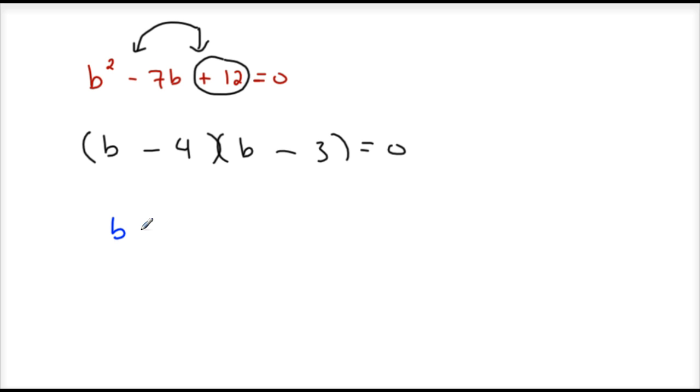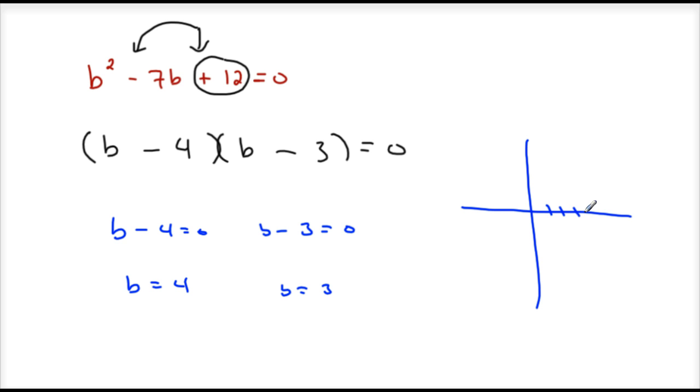Solve these both. b minus 4 equals 0. b minus 3 equals 0. Solve these. b equals 4. b equals 3. Again, these are my roots. If you go back to your graph, 1, 2, 3, one root, 4, another root. And this is where your parabola crosses your x-axis. Let's do one more example.